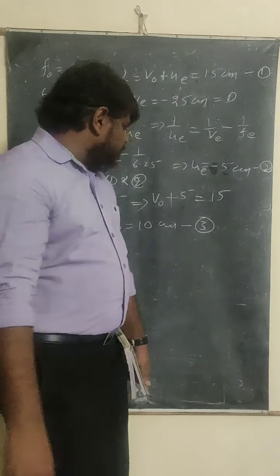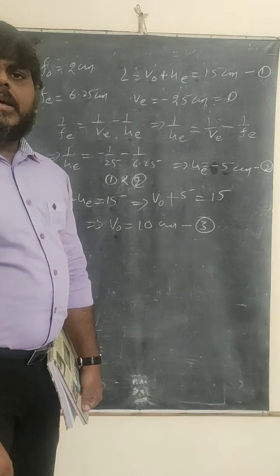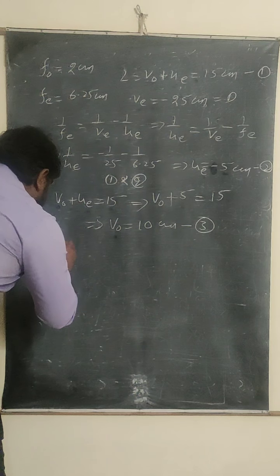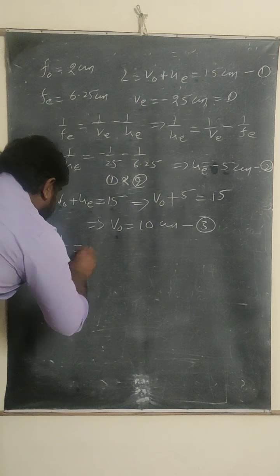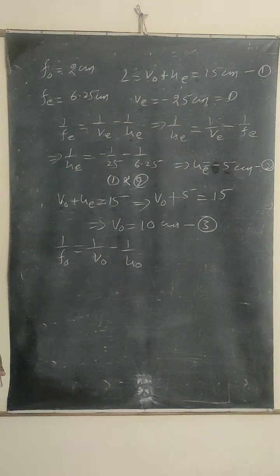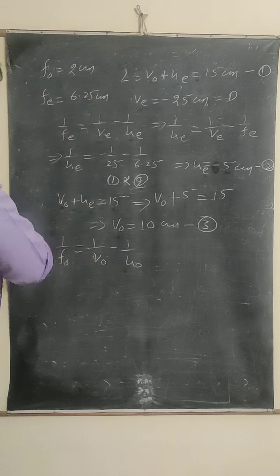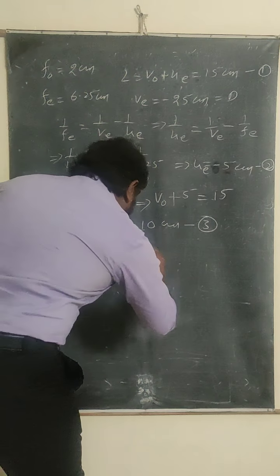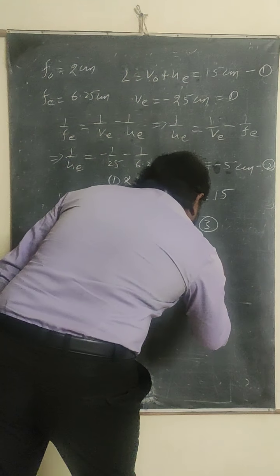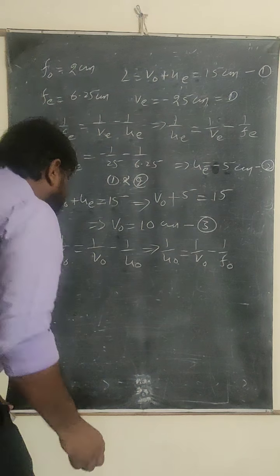To find the U naught, we have the V naught value and the F naught value with us. Go and substitute in the lens formula for the objective lens. What is the formula you can write? 1 by F naught is equal to 1 by V naught minus 1 by U naught. Here we need to find the U naught. So 1 by U naught goes to the left hand side and 1 by F naught goes to the right hand side. That implies 1 by U naught is equal to 1 by V naught minus 1 by F naught. Go and substitute these values here.